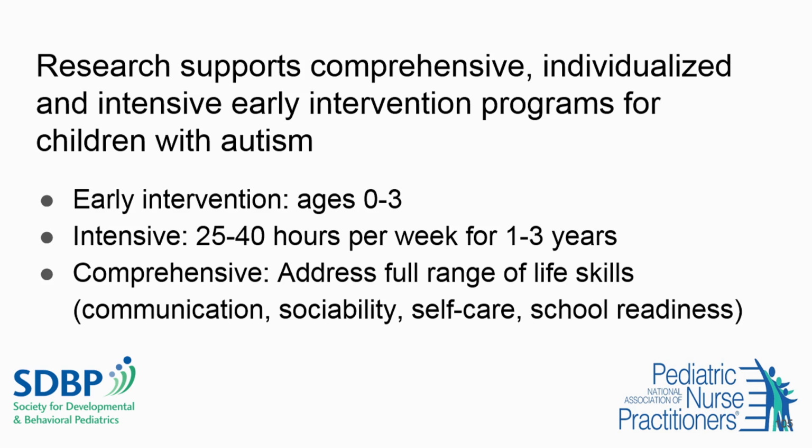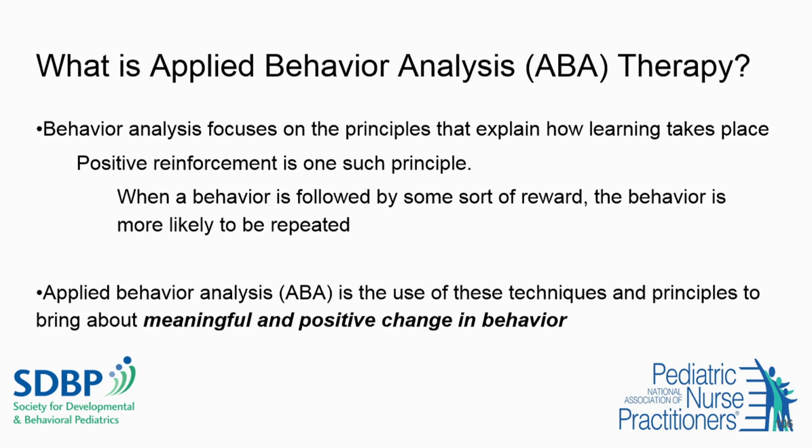You obviously want to address severe disruptive behavior, but you also want to address communication and increasing social skills and school readiness and self-care. So the number one evidence-based treatment for autism spectrum disorder is ABA, Applied Behavior Analysis Therapy. So what is ABA? It's a behavior approach. It focuses on the principles that explain how learning takes place. How we all learn. Positive reinforcement is an example of one such principle.